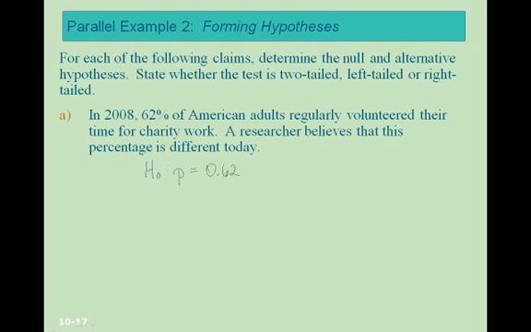And we use the value p because we're looking at a proportion. Since the researcher believes that it's different, this would mean that our alternative hypothesis says that our p-value is now not equal to 0.62. And this is what we call our two-tailed test, when we have equal or not equal.